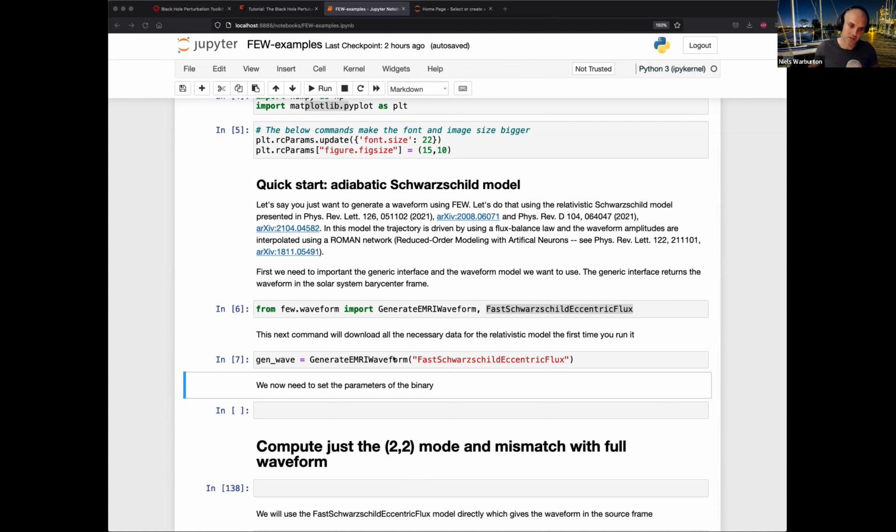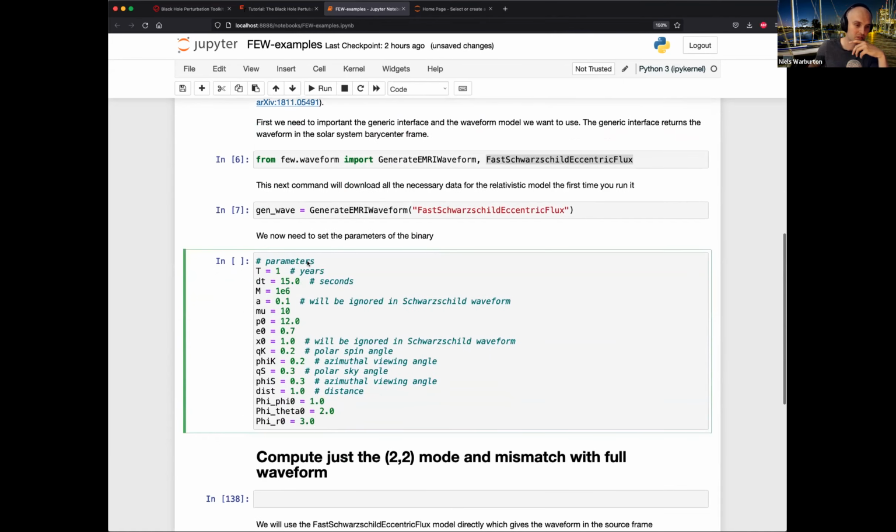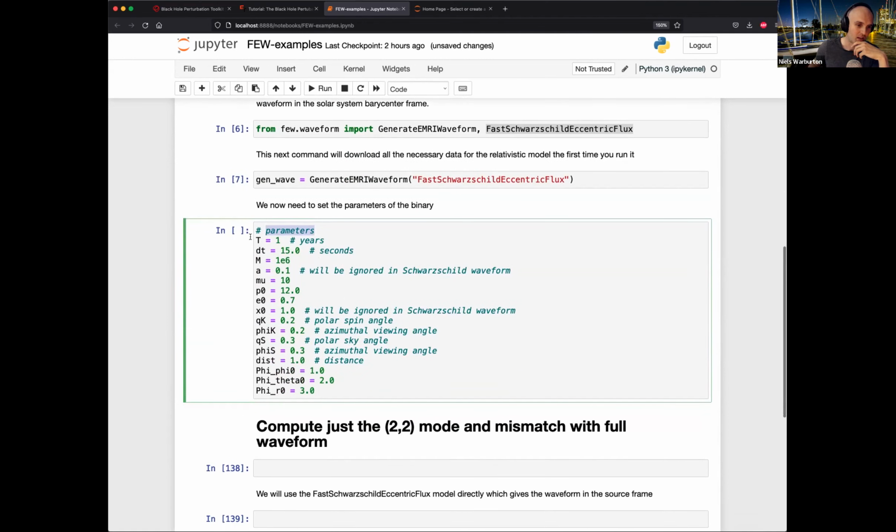Again, in the interest of time, because there's a lot of parameters to describe these waveforms, what I'll do is just cut these in and explain them. So we just set a bunch of parameters for the waveform generation, of course. The time is specified in years. We're going to do a time spacing of every 15 seconds.